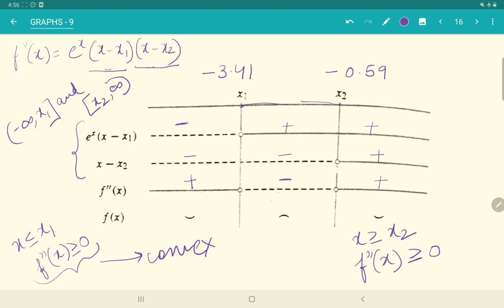What do we see from the diagram? If we are between x1 and x2, we have a minus here. That means if you are between x1 and x2, f double prime x is less than 0. But if you are at x1 and at x2, f double prime x is equal to 0. So from x1 till x2, both inclusive, f double prime x will be less than or equal to 0. And that just means the function is concave in the interval x1 till x2.